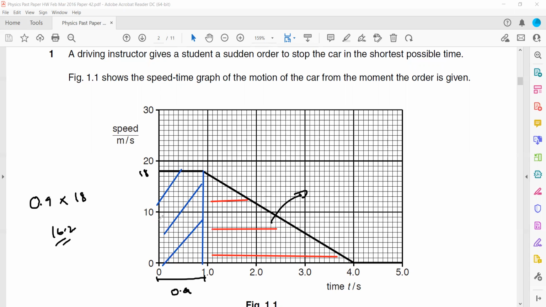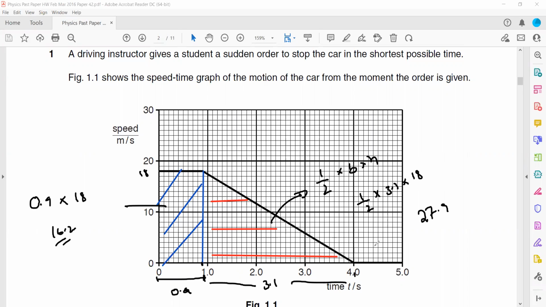What about the distance travelled in the triangle? So that is half base multiplied by height. So 1 by 2. What about the base? It is starting from 0.9 and it is ending at 4. So the total base is 3.1. And what about the height? That is 18. So it will be 18 multiplied by 3.1 divided by 2. So that is equal to 27.9.